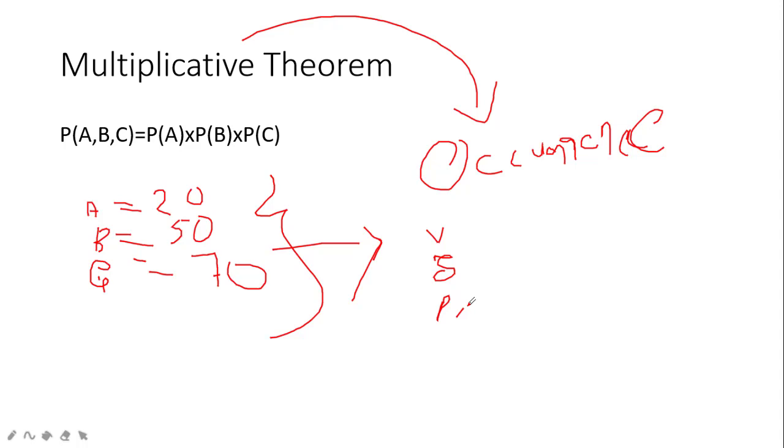In the data, we need to think like this: this is the first column, P of A, so I need to find the probability of A. This is the second column, so I need to find the probability of the second column. Then the probability of the third column, fourth column, fifth column, then the probability of all the columns. That is called the multiplicative theorem.